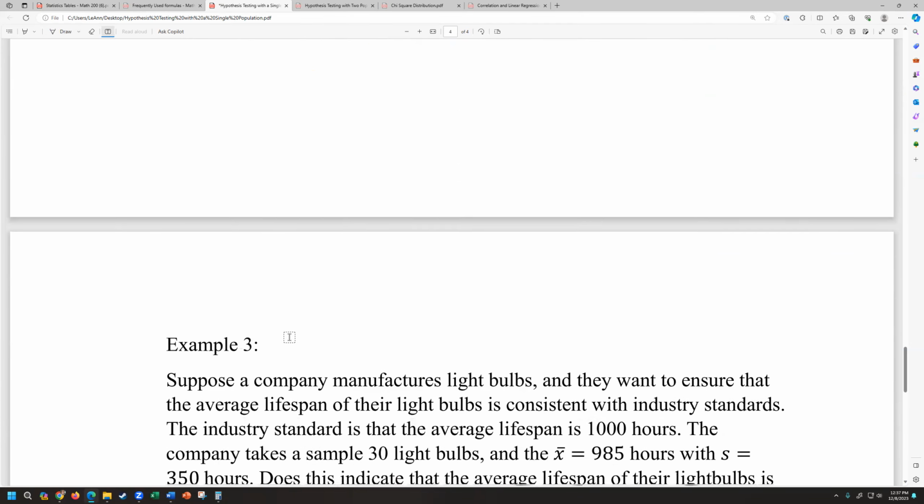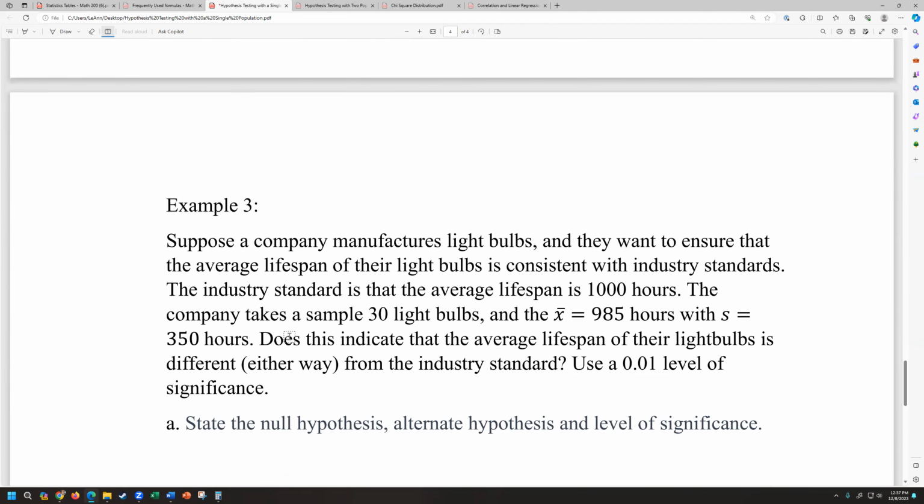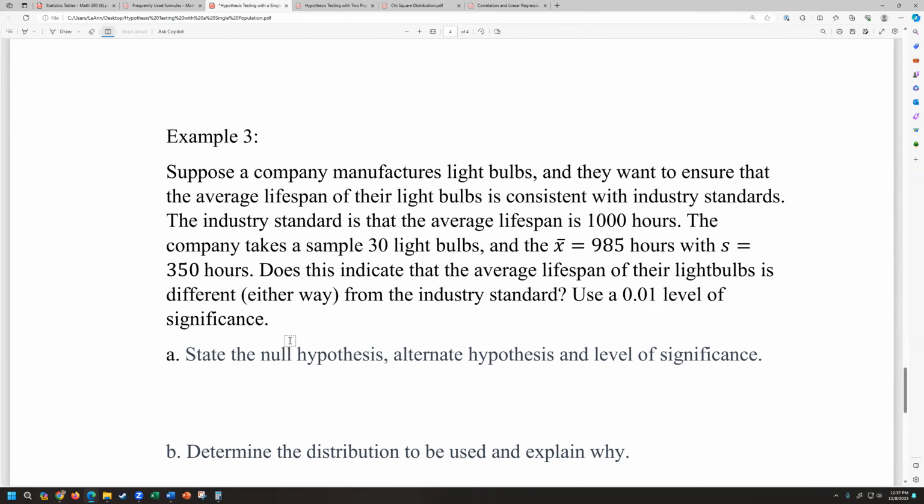And then the final one for this first video over hypothesis testing is going to, of course, probably be the t, because we haven't done that yet. So it says, suppose a company manufactures light bulbs and they want to ensure that the average lifespan of their light bulbs is consistent with industry standards. The industry standard is that the average lifespan is 1,000 hours. So that's going to be previous data. So that's our population mean.